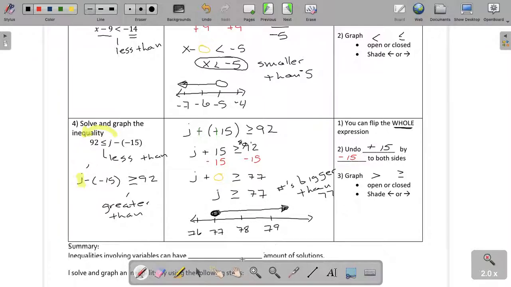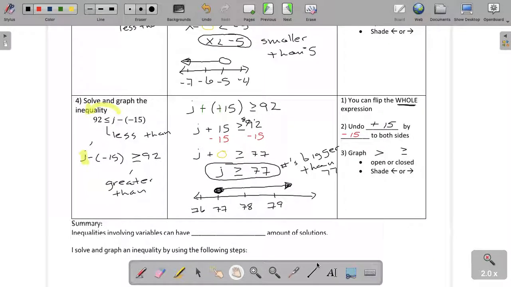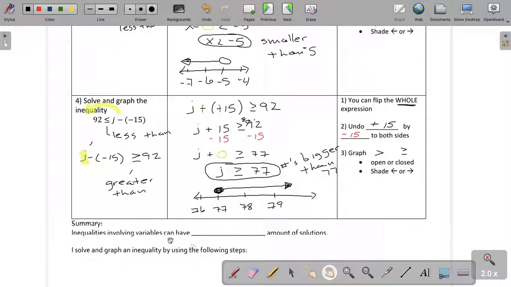And there we have it. Okay. I said we should circle our answer, so I'm going to circle that. And so that's what we got here at the bottom. We have inequalities involving variables can have an infinite amount of solutions. Infinite means unlimited.